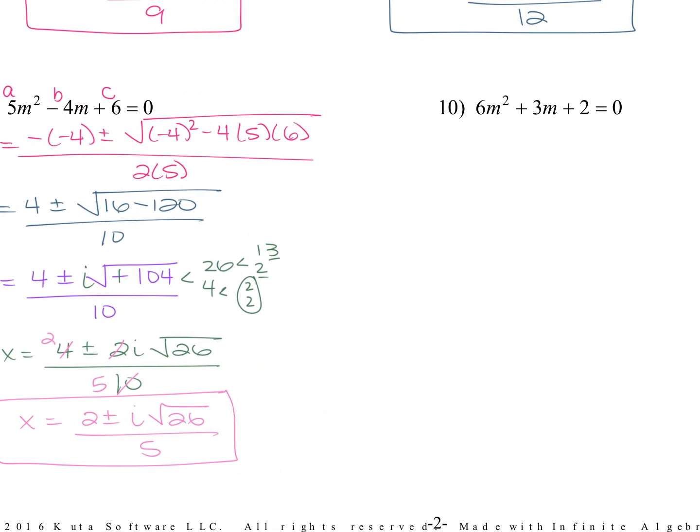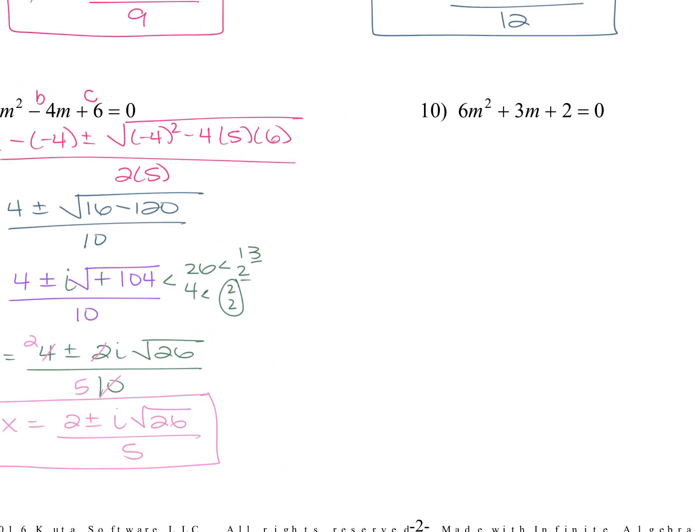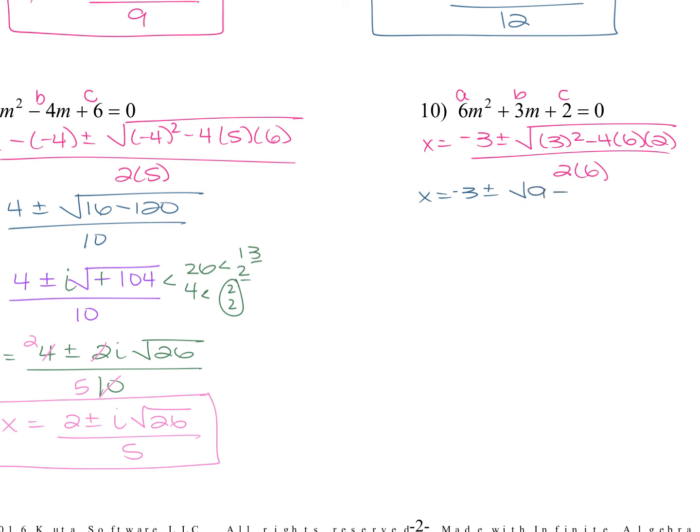For 10, you have 6m squared plus 3m plus 2. Your 6 is A, B is 3, C is 2. So that's x is equal to the opposite of 3 plus or minus the square root of 3 squared minus 4 times 6 times 2 all over 2 times 6. So this just simplifies to give you 3, or negative 3, sorry, plus or minus the square root of 9 minus the 6 times 4 is 24 times 2 is 48 all over 12.